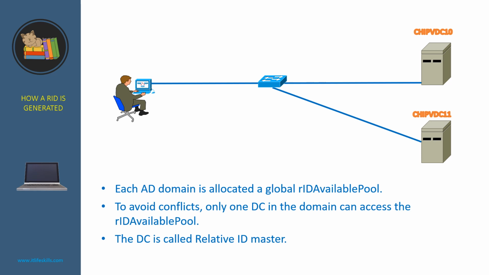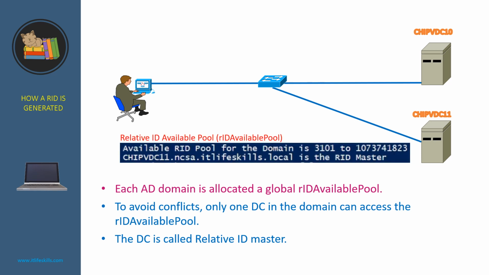To understand how a relative ID is generated, we first need to know that each AD domain is allocated a global relative ID available pool. To avoid conflicts, only one DC in the domain can access the relative ID available pool. The DC is called the relative ID master.